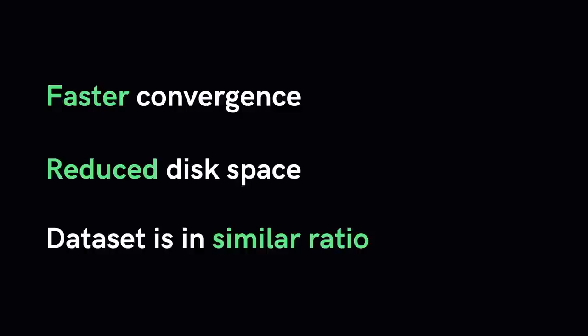These processes essentially help a model see more of the minority class rather than just solely the majority class. This helps our model perform better in real-world situations.